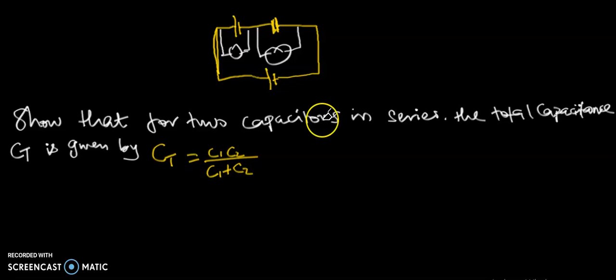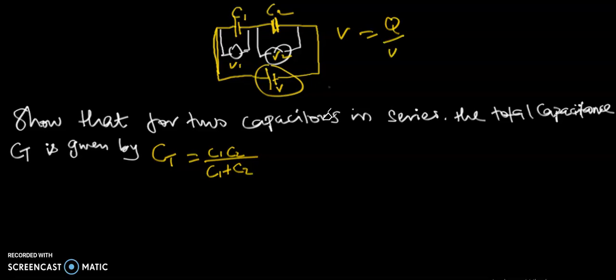We have V1, and this becomes our V2. In this case, this is our C1 and this becomes our C2. Of course, this is the voltage across them, the voltage source. So we can say that V is equal to Q over C. It means that the voltage will be given by the charge divided by the capacitance.